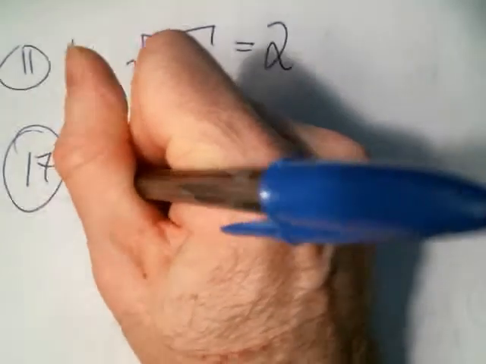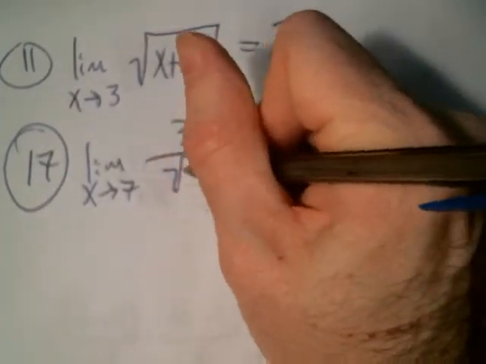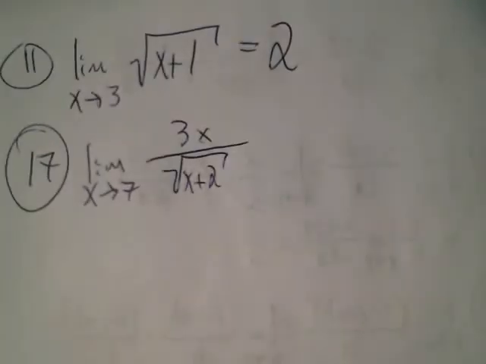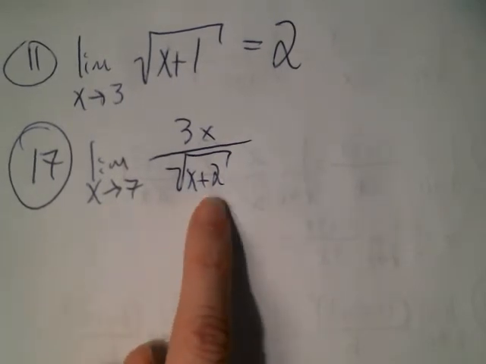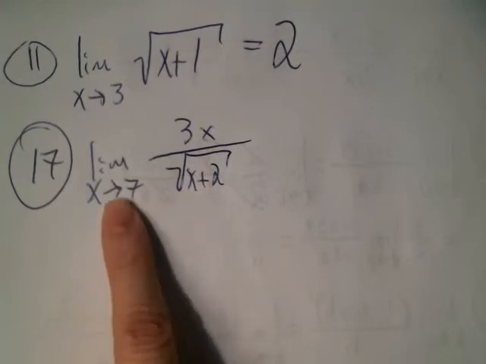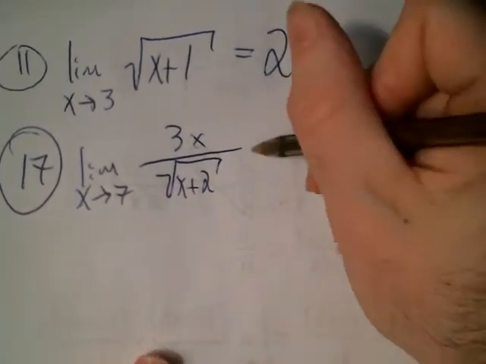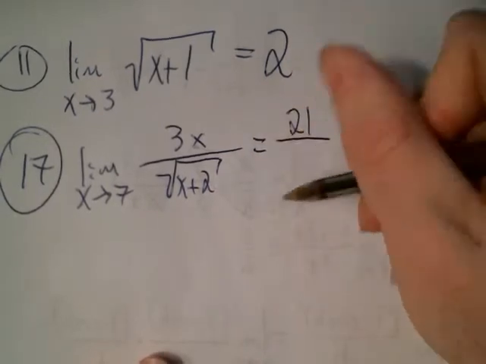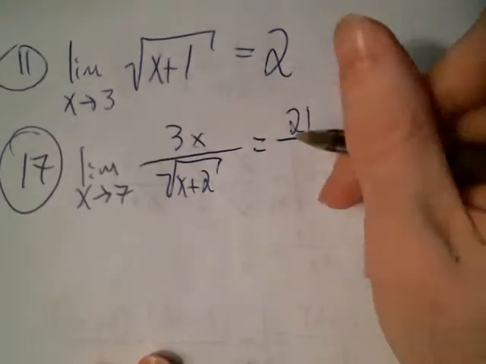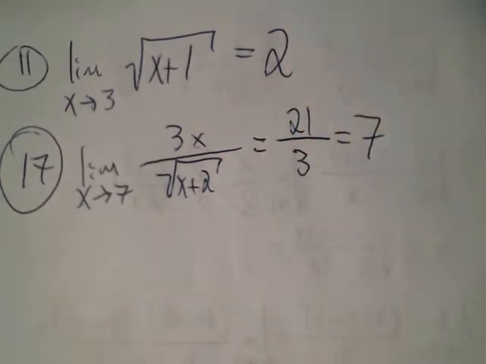So we have the limit as x goes to 7 of 3x all over the square root of x plus 2. And again, you could just plug and chug so long as the denominator is not 0 and this value is in the domain of this expression. And that's true. So here I have 3 times 7 is 21, all over 7 plus the square root of 7 plus 2. This is the square root of 9, so it's 3. That'll give us 7.